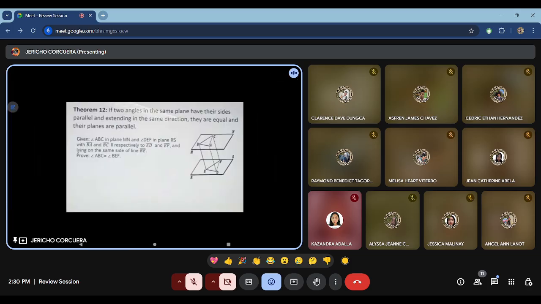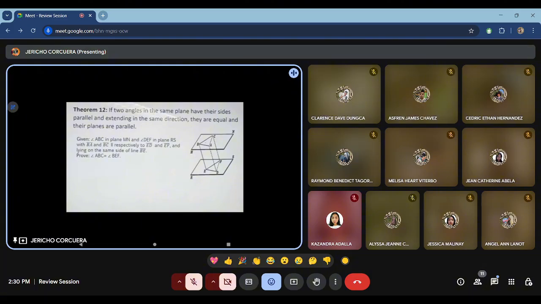Next is theorem 12: two angles not in the same plane that have their sides parallel and extending in the same direction are equal and their planes are parallel. Two angles with their sides parallel, extending in the same direction, are equal. The planes are parallel. So angle ABC on plane MN, then BA and BC, extending, they're equal, planes are parallel.